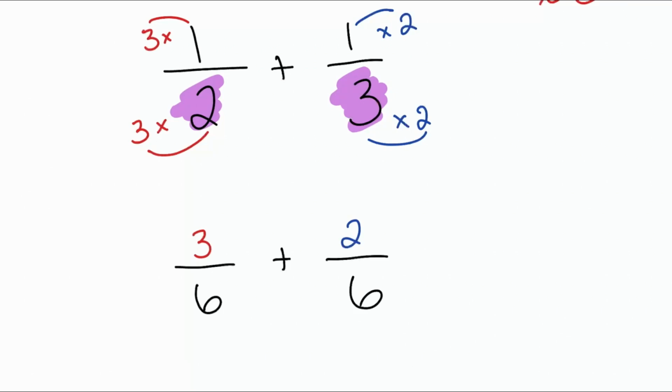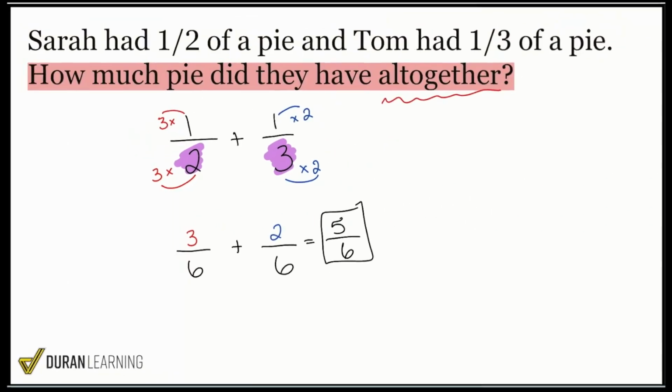Yeah, now that we're talking about the same number of slices in a pie, we're good. We can add these fractions because we have the same denominator. 3 plus 2, that's going to give us 5. And the final answer is 5/6. And there we are. So notice how we just started to put everything together here.